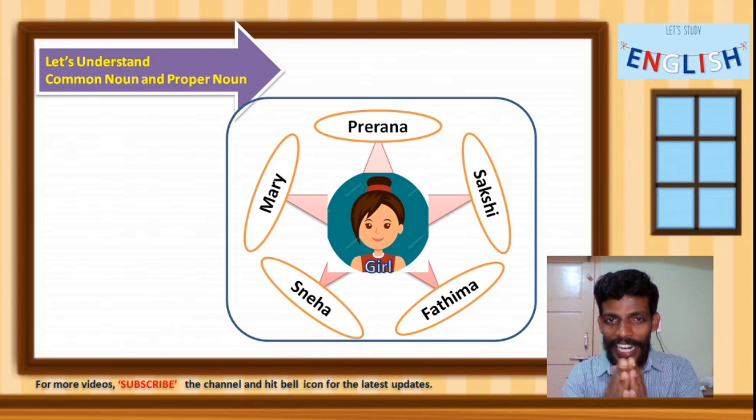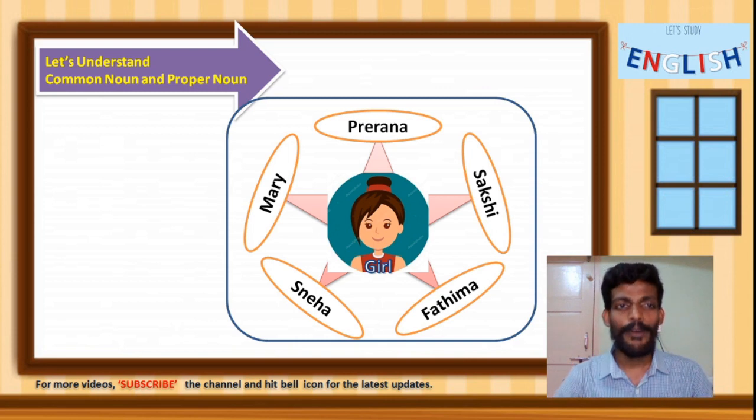Now, can you identify the difference between the picture in the middle and the words around it? What is the difference, children? Very good. The picture in the middle shows girl. It is the name of a common. Okay, commonly called to every girl.